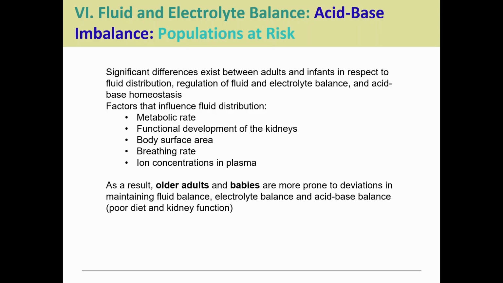There are also differences between adults and infants with this. When we're looking at fluid distribution, regulation, and overall homeostasis, some things that will influence it are metabolic rate, the development of the kidneys, body surface area, breathing rate, and ion concentrations. And so this means that people who are really old or the really, really young, like babies, are more prone to these deviations. It's easier for them to fall out of whack when it comes to acid-base imbalances and fluid balances.